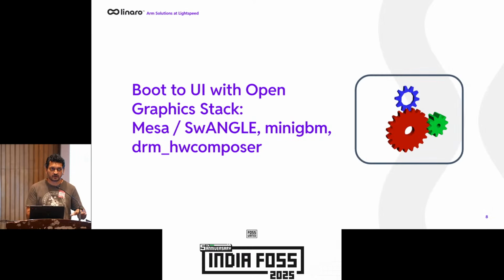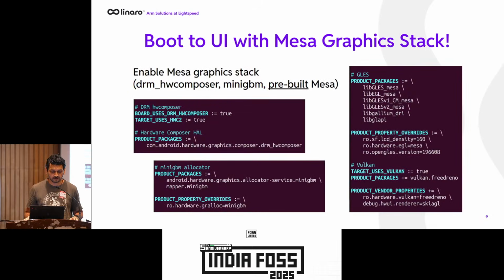So now that you have the upstream Linux kernel booting on your device, we'll talk about how to enable graphics on that. I'll be falling back to Mesa for that. A handful of Mesa drivers support GLES and Vulkan implementations, and they have inbuilt AOSP support as well. So does the mini GBM allocator and DRM hardware composer. So it is just a matter of enabling the device or platform support of your choice.